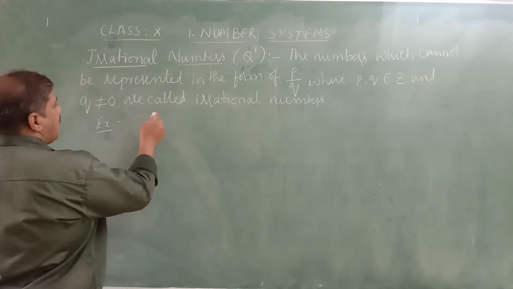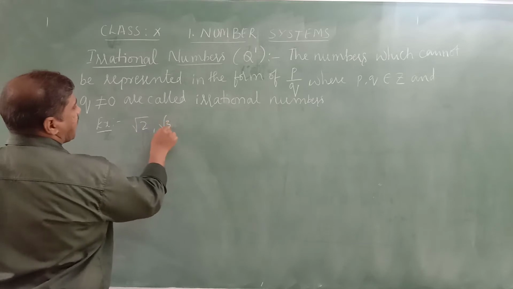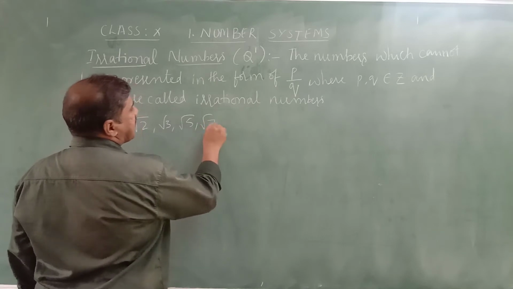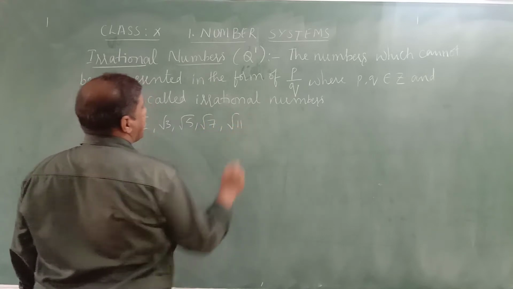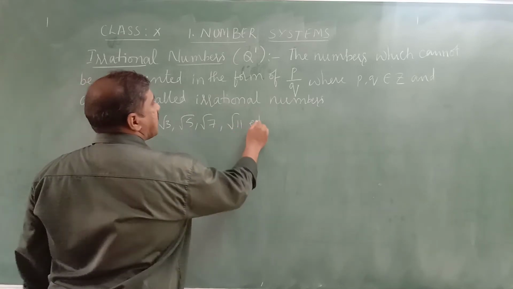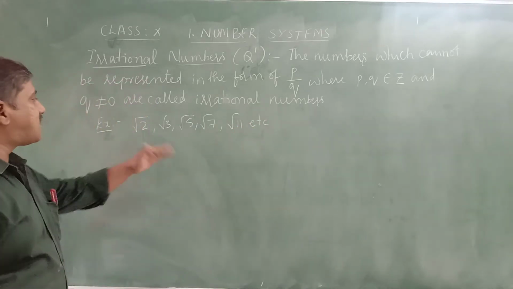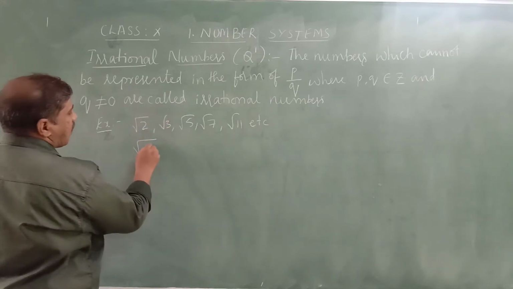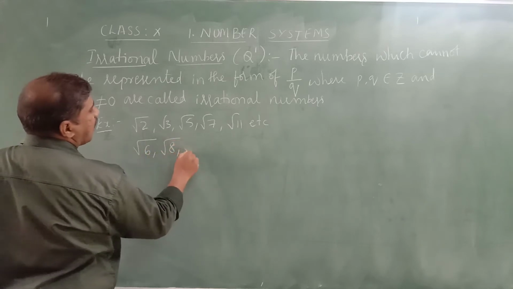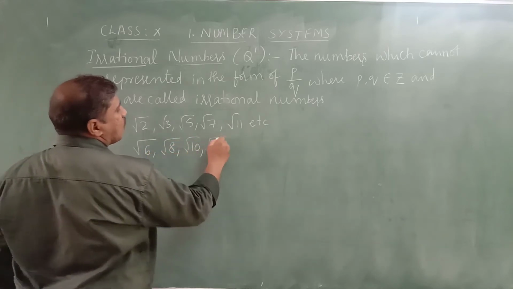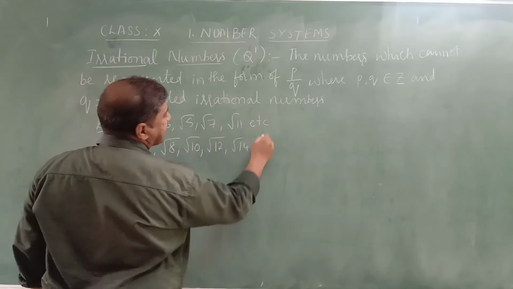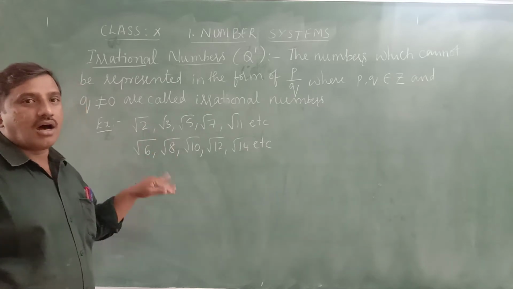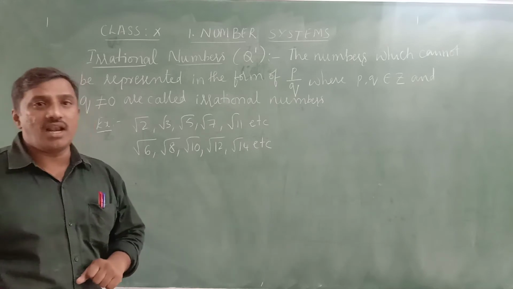Here root 2, root 3, root 5, root 7, root 11, etc. All these are square roots of prime numbers, and the square roots of prime numbers are all irrational numbers. Then root 6, root 8, root 10, root 12, root 14, etc. What are all these? Square roots of non-perfect squares, and all are irrational numbers.